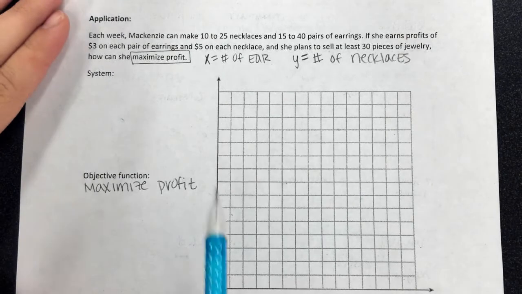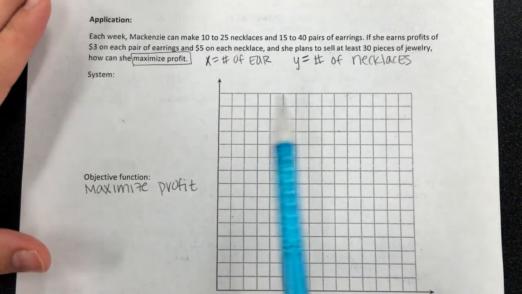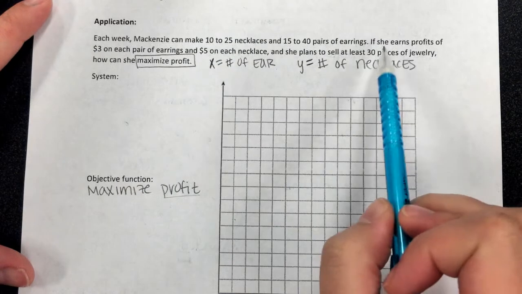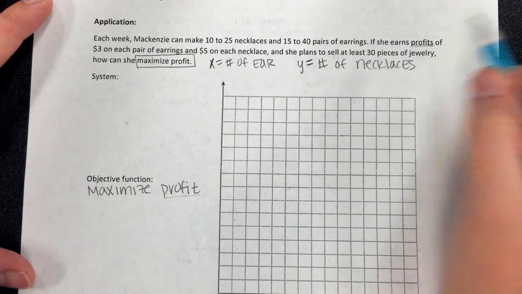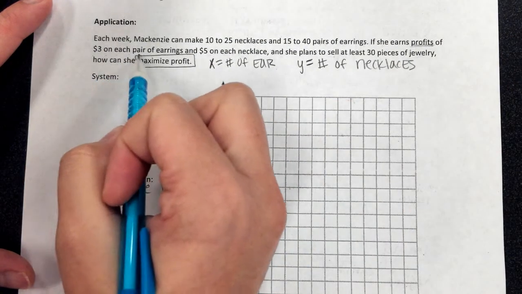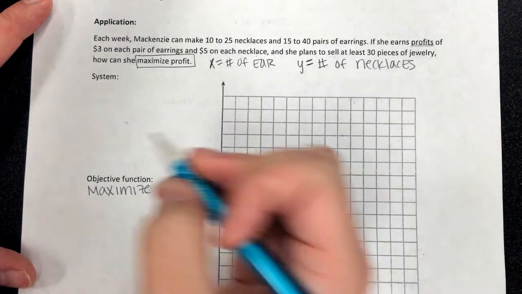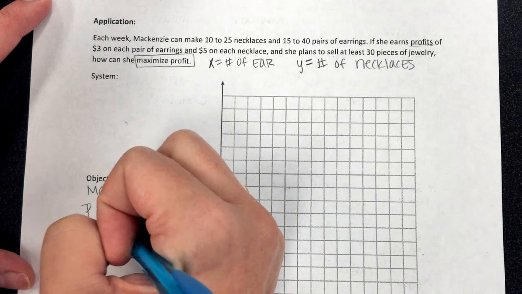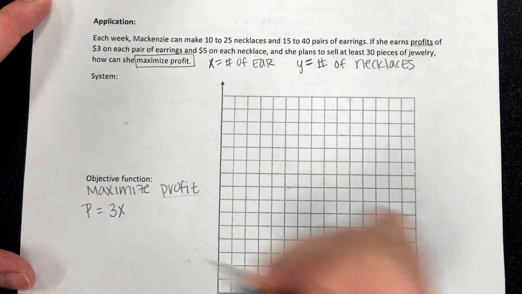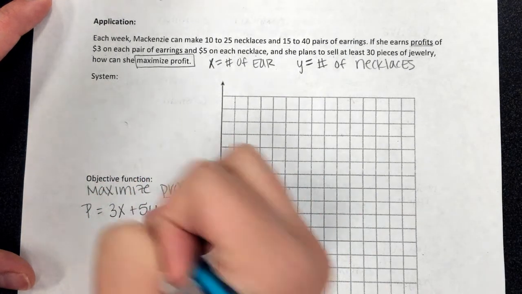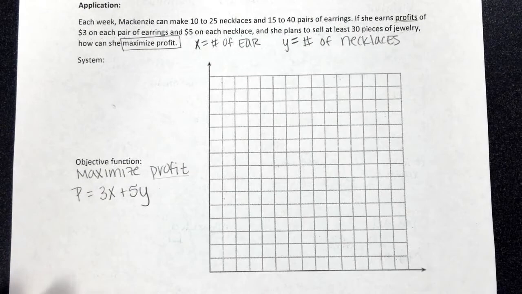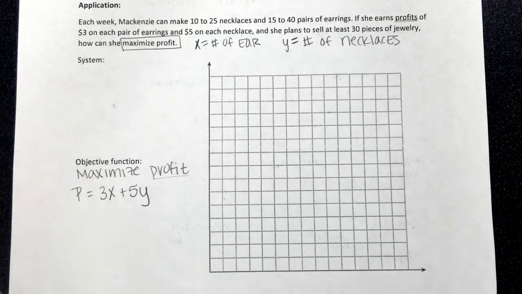Step number 3, we are writing our objective function. So it has to do with profit, so I better have some money in there. So she earns a profit of $3 per earring, $5 per necklace. So my profit equals $3 per earring plus $5 per necklace. This is the only problem we're doing, so if you don't understand, stop and ask me. Okay?